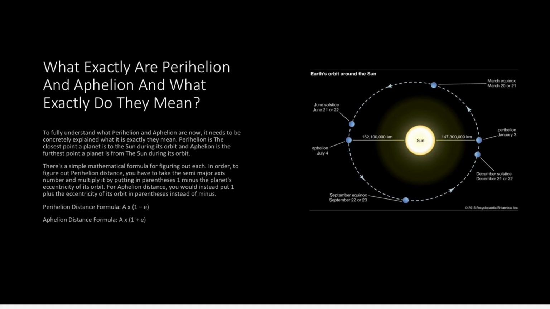There's a simple mathematical formula for figuring out the perihelion and aphelion distance of each planet. In order to figure out perihelion distance, you have to take the semi-major axis number and multiply it by, in parentheses, 1 minus the eccentricity of the planet's orbit. For aphelion distance, you would instead put 1 plus the eccentricity of its orbit in parentheses instead of minus.